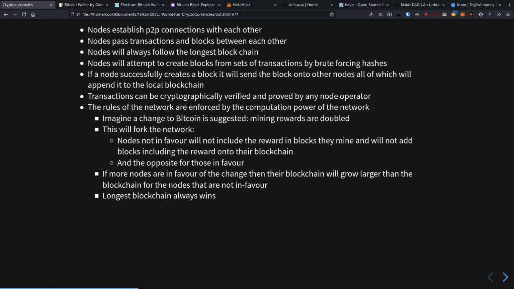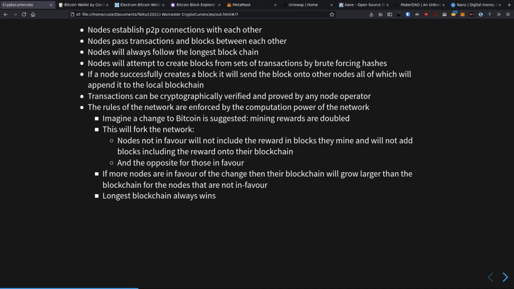Nodes in favor of the double rewards would include any blocks that contain the now valid reward and add them to their blockchain. However, nodes that don't want miners to get a double reward would simply not include it in their blockchain. If the majority of nodes did include it in their local blockchain, eventually they would be able to build a longer blockchain than the nodes that did not include it, which would essentially make it the majority blockchain.